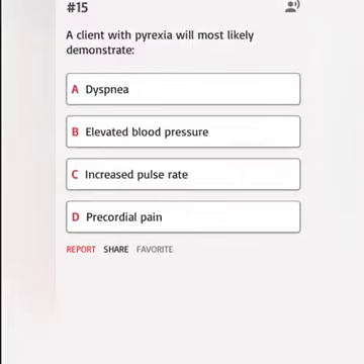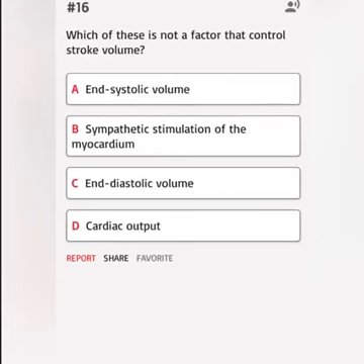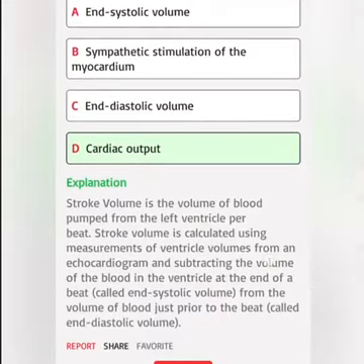A client with pyrexia will most likely demonstrate. Correct answer. Which of these is not a factor that controls stroke volume? A. Correct answer. Stroke volume is the volume of blood pumped from the left ventricle per beat. Stroke volume is calculated using measurements of ventricle volumes from an echocardiogram and subtracting the volume of the blood in the ventricle at the end of a beat called end systolic volume from the volume of blood just prior to the beat called end diastolic volume.